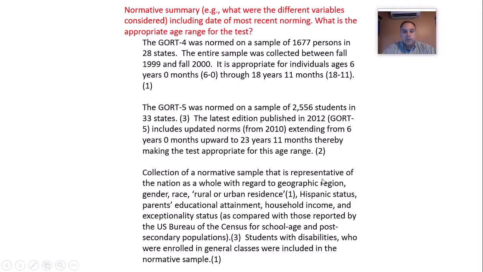The collection of the normative sample, how the people that were used for norming, was distributed according to geographic region, gender, race, rural, urban, Hispanic, parents' educational attainment, household income, and exceptionality status. And students with disabilities who were enrolled in general classes were included in the normative sample.